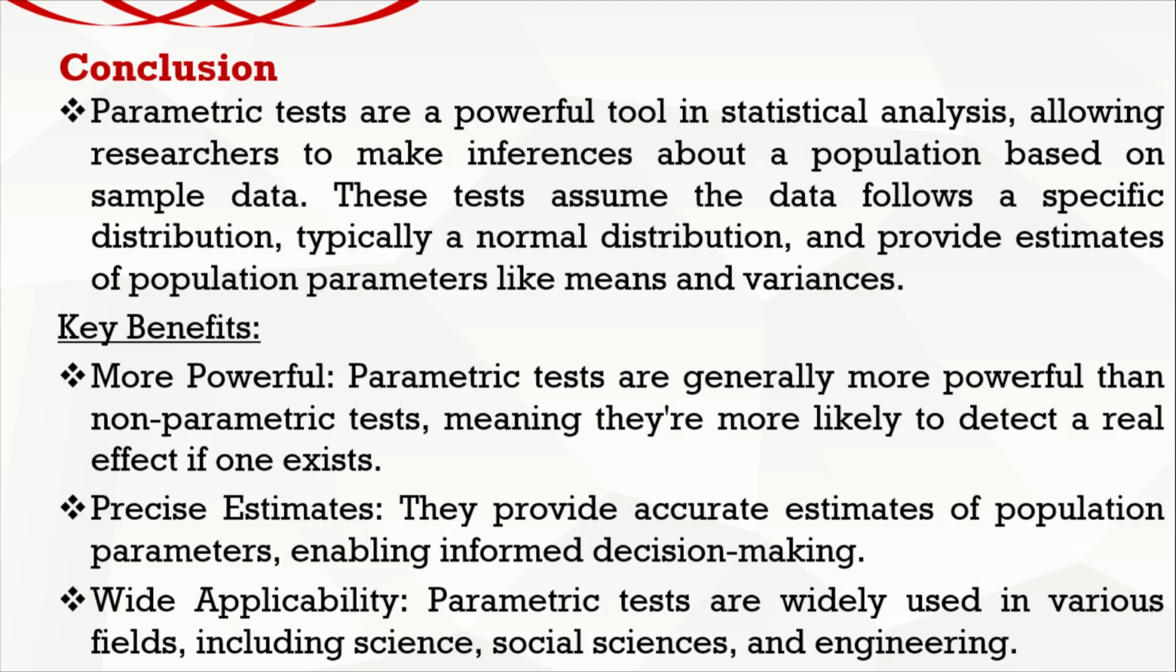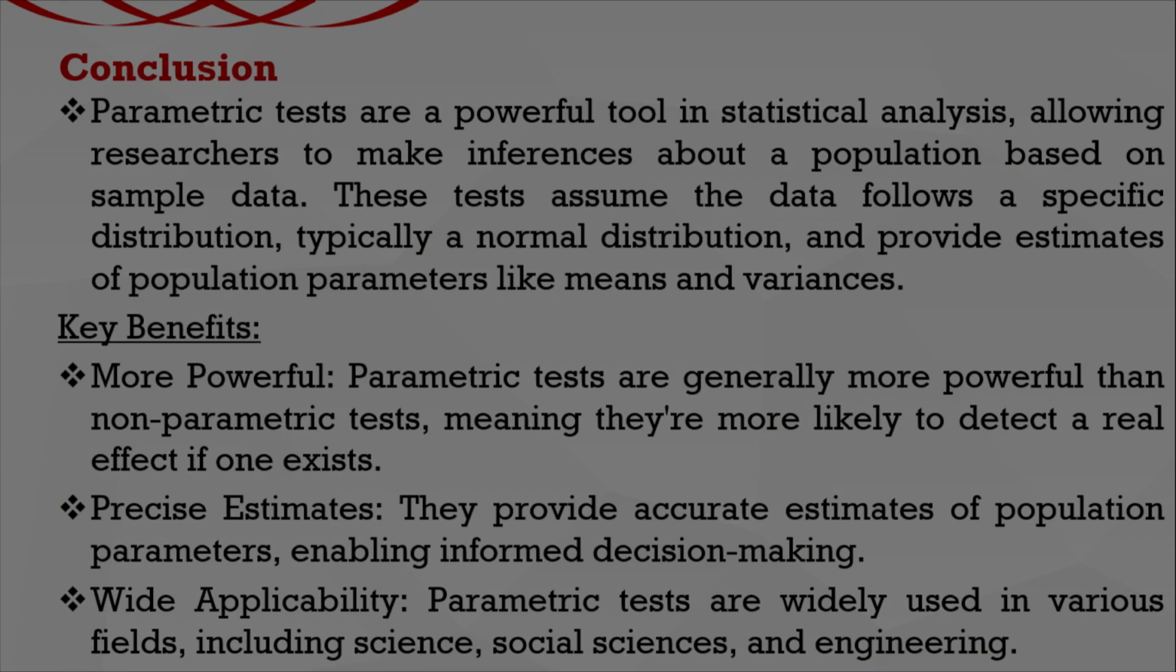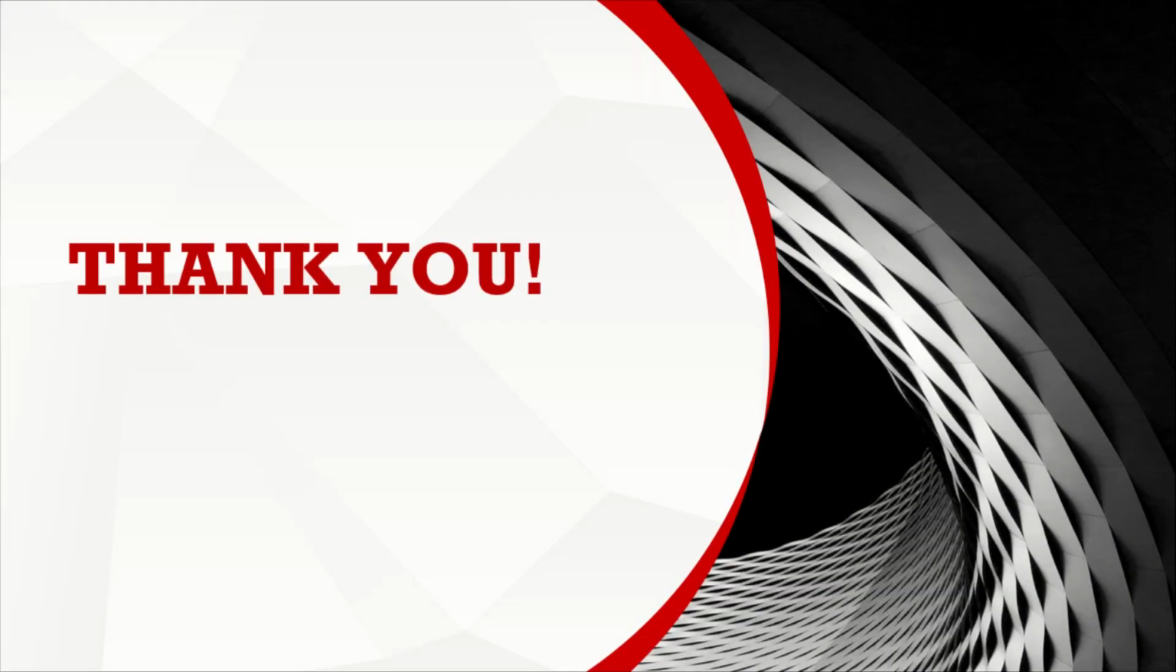The key benefits are it's more powerful. Parametric tests are generally more powerful than non-parametric tests, meaning they are likely to detect real effect if one exists. Precise estimate. They provide accurate estimate of population parameter, enabling informed decision making. Wide applicability. Parametric tests are widely used in various fields, that is including science, social science and engineering. These are all about parametric test and its assumptions, different parametric tests used.